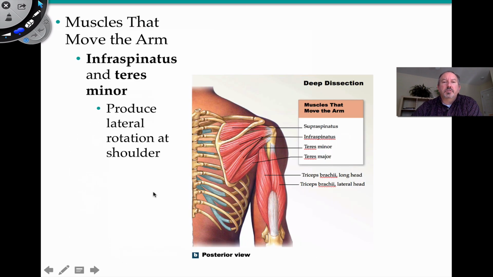I was sort of getting ahead of myself. Here's the infraspinatus and teres minor. They produce lateral rotation at the shoulder right there. You can see them here.